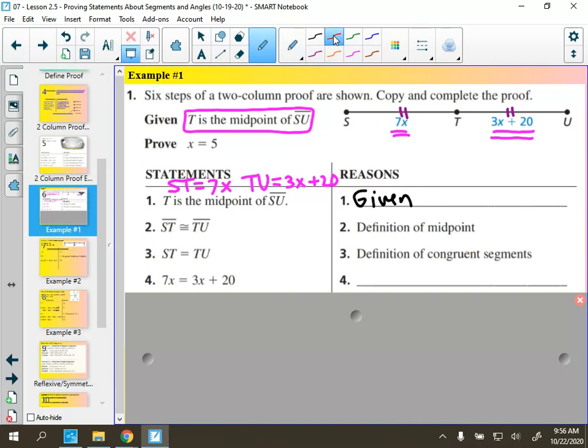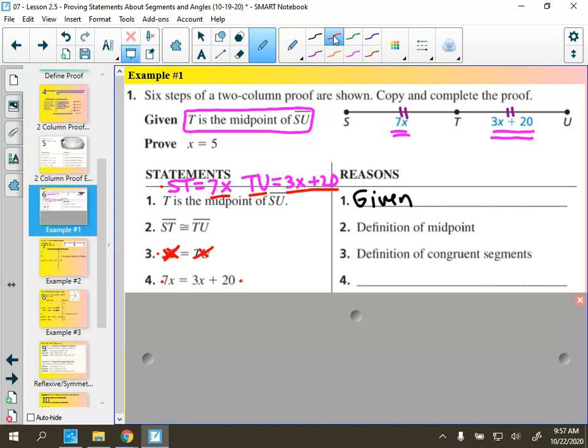We know that ST, this ST right here is equal to 7x. I see another ST right there. So what we can do is we can say, get out of here, ST. I don't like you. I'm going to replace you with something that I know you're equal to. So that's where that 7x showed up. We substituted the ST out and replaced it with something it was equal to. Similarly, we said, hey, TU, I don't like you. I want to replace you with something that you're equal to. You are equal to 3x plus 20, so I replaced you with that.